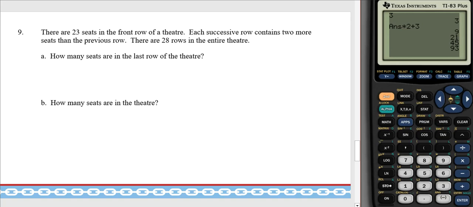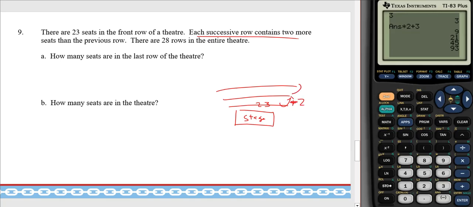Closing out with some story problems. So we have a theater, 23 seats in the front row, right? So here's our stage, 23 seats, and then more rows, and it tells us each successive row contains 2 more seats than the previous row, right? So this one's going to have plus 2 for 25, plus 2, right? So this is an arithmetic sequence. They want us to find out how many seats are in the last row, the 28th row of the theater.